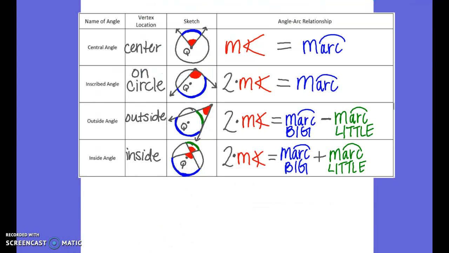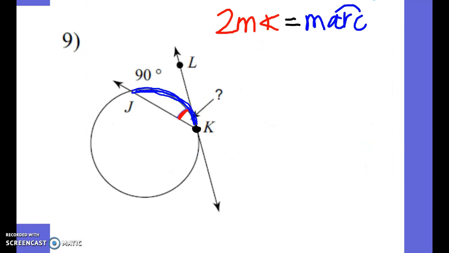Okay, now mine's pretty because it has colors, and you can add colors to yours if you want, but you need to have both of these things on your desk. So we are going to start by doing number 9.